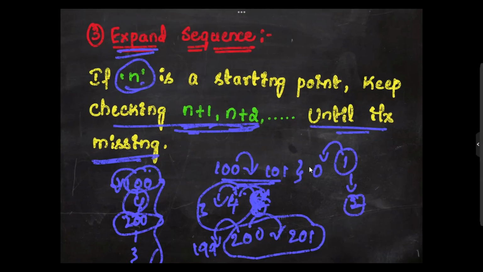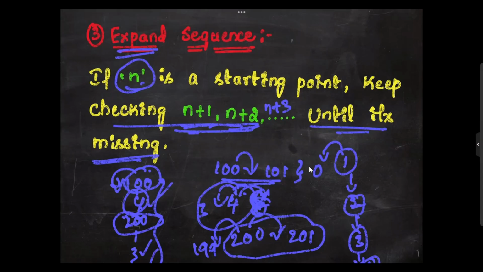Next we will go for n plus 2, meaning 1 plus 2, here in this case 3. Right? So 3 is present in the hash set. So we will add 3 to the sequence. Next what we will do, we will check for n plus 3, meaning 1 plus 3. In this case it will be 4. 4 is present in the hash set, so we will add 4 to the sequence.